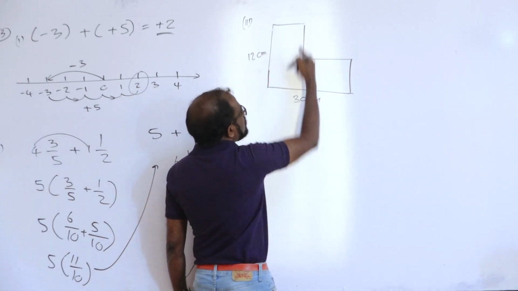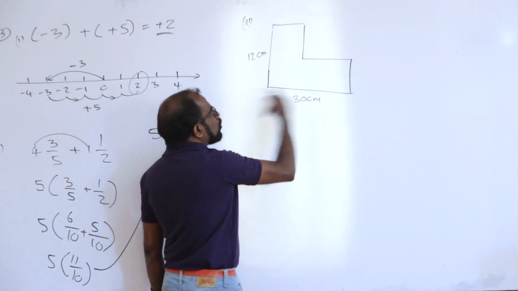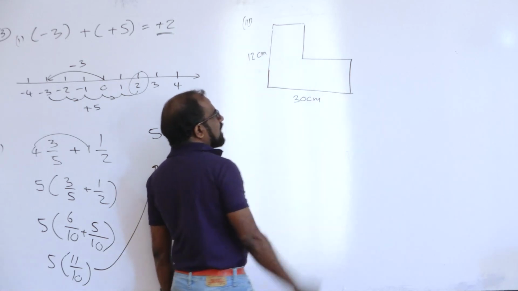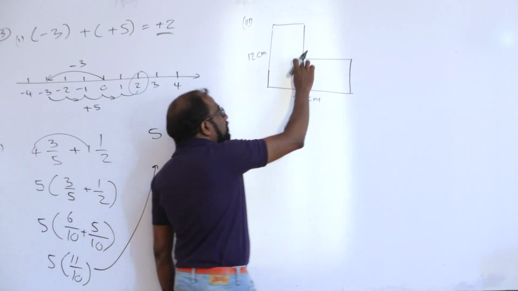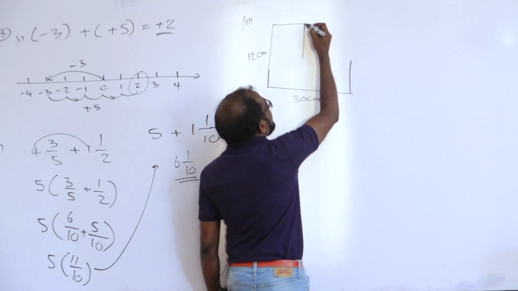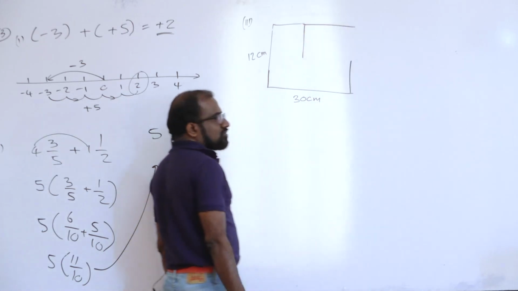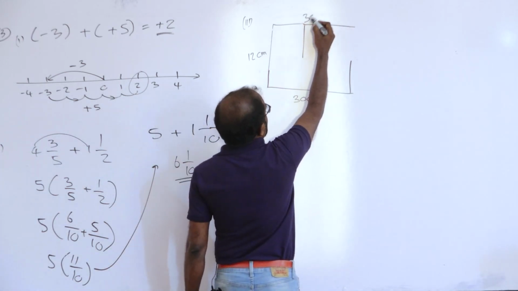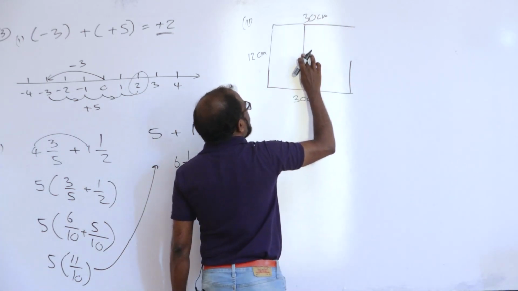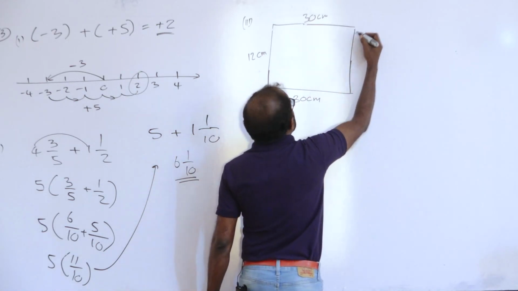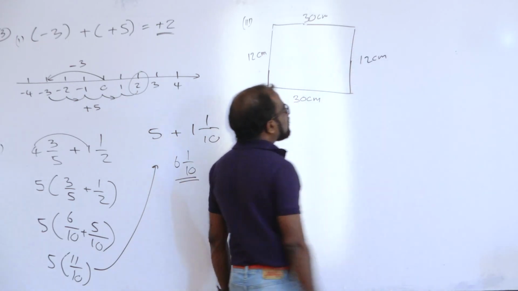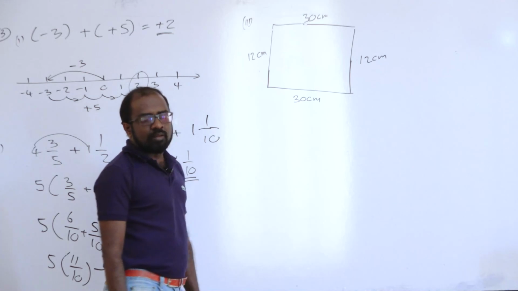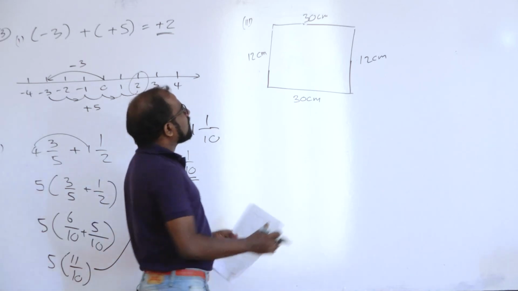So class, you made this using some sticks. If you keep this stick here, does the length change? No. Still the length is 30. If you keep this stick here, still the breadth is 12. Perimeter does not change. Enough.